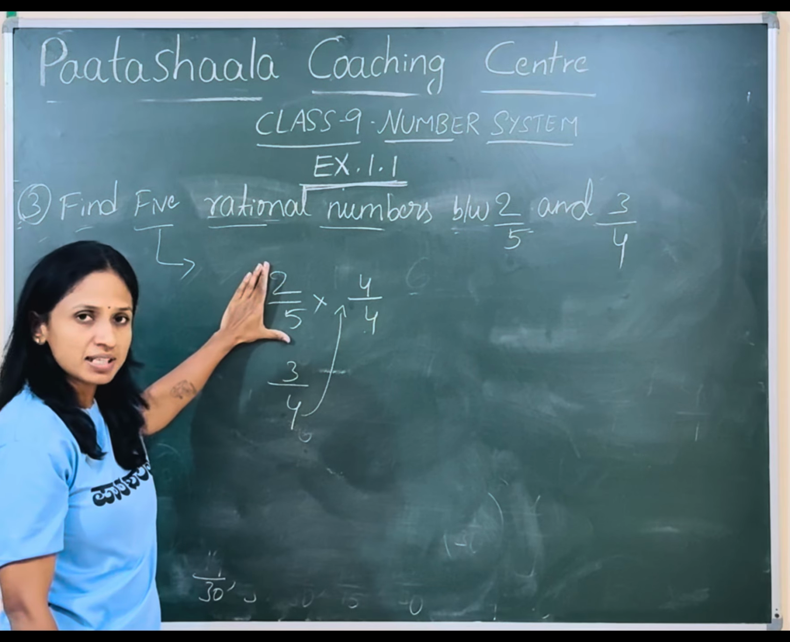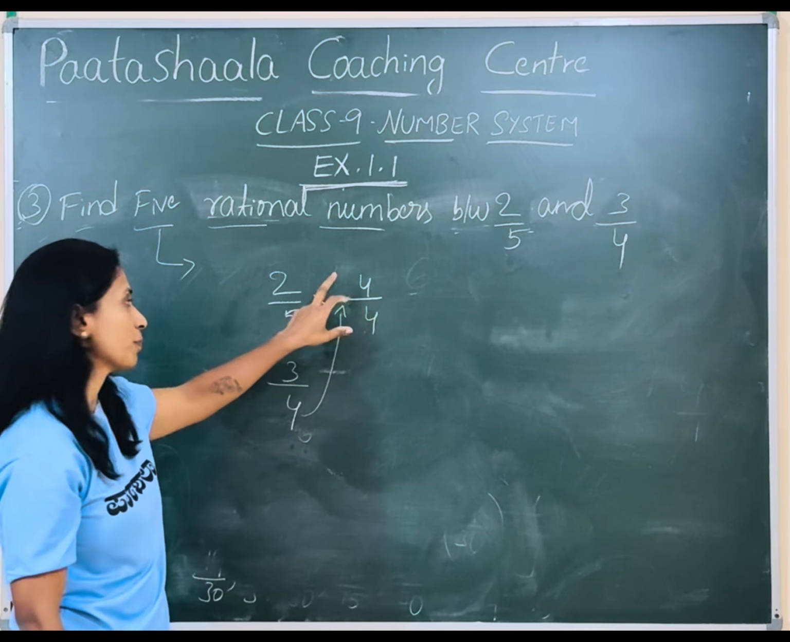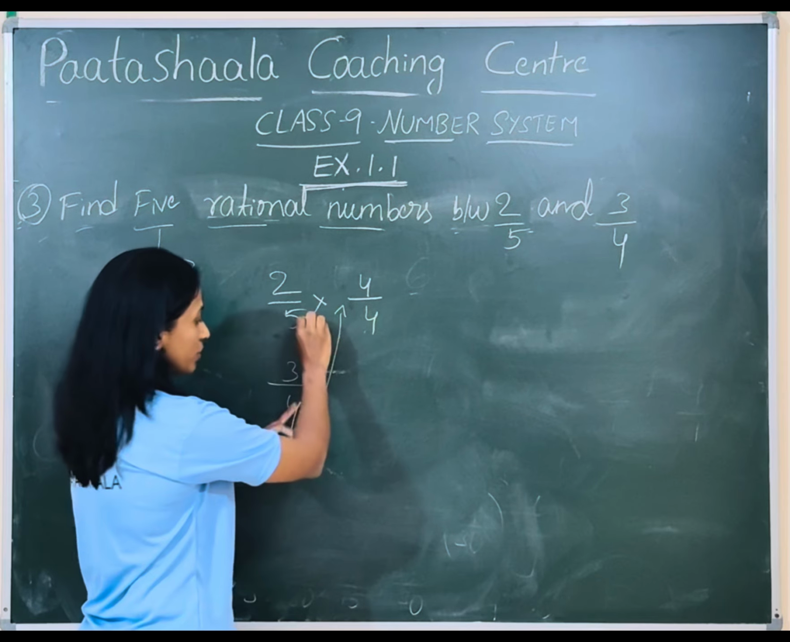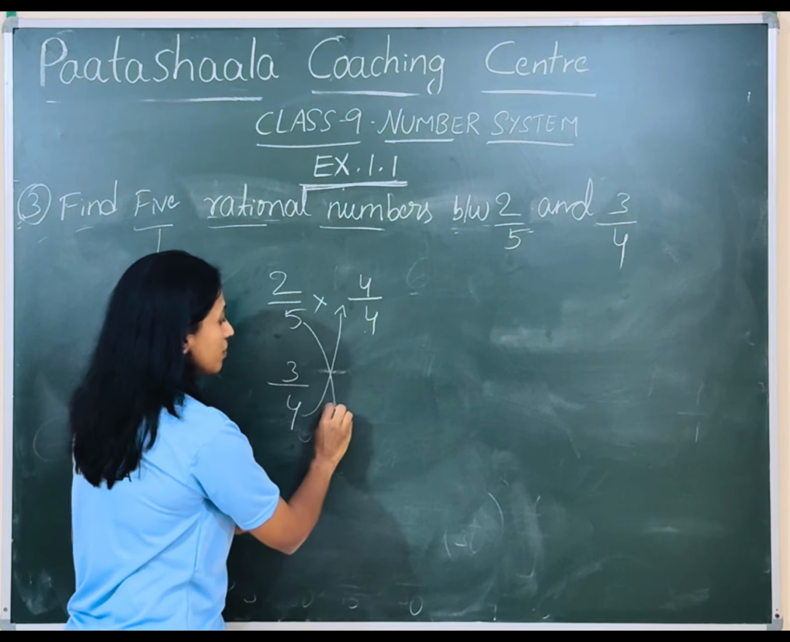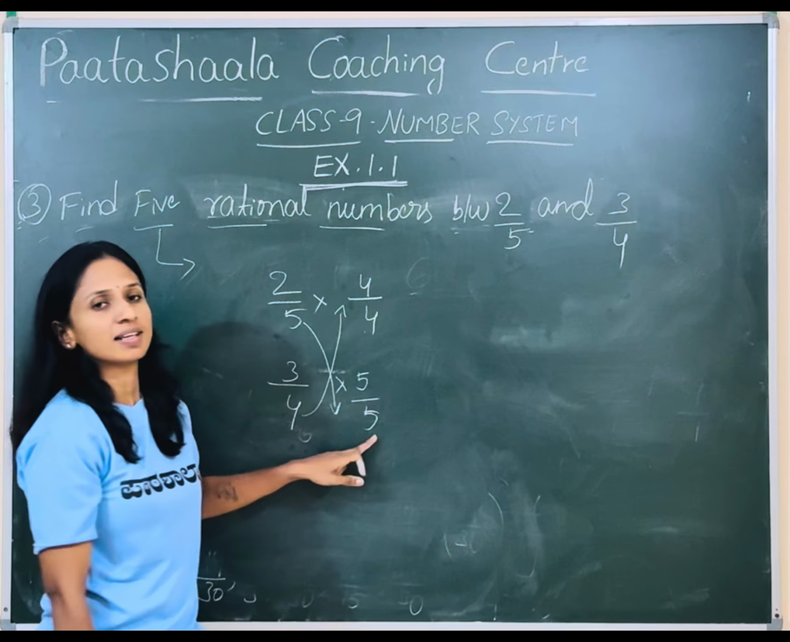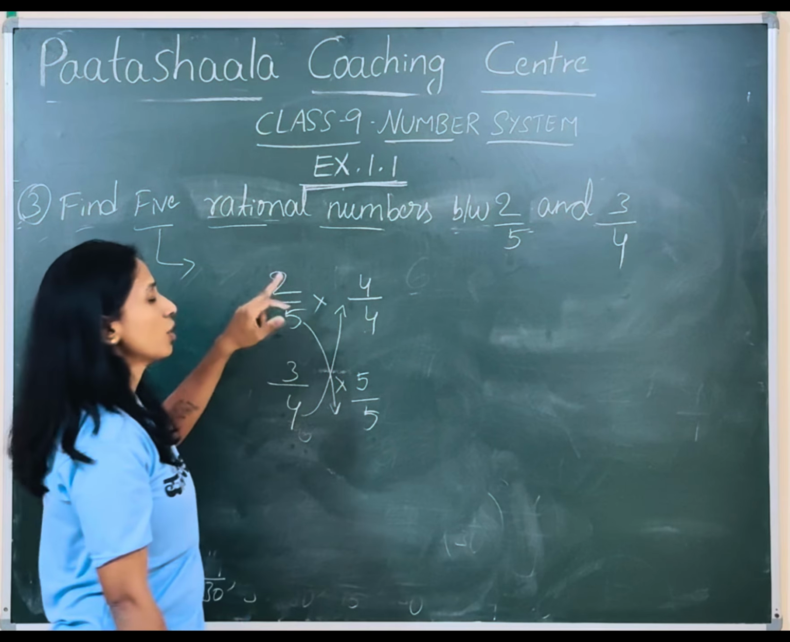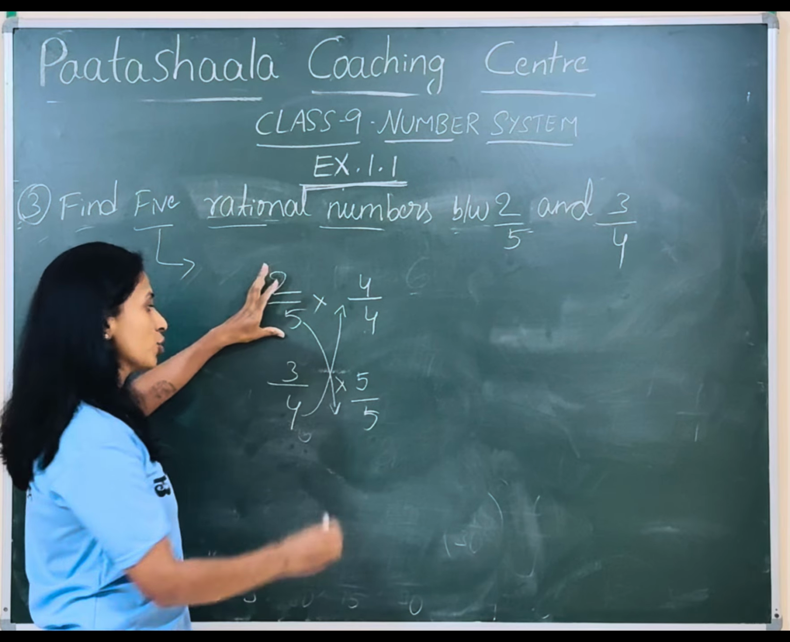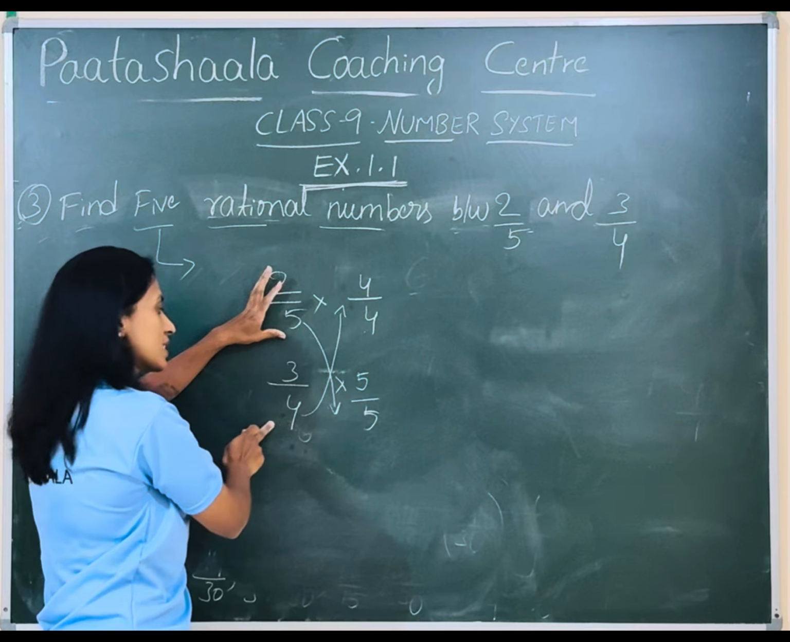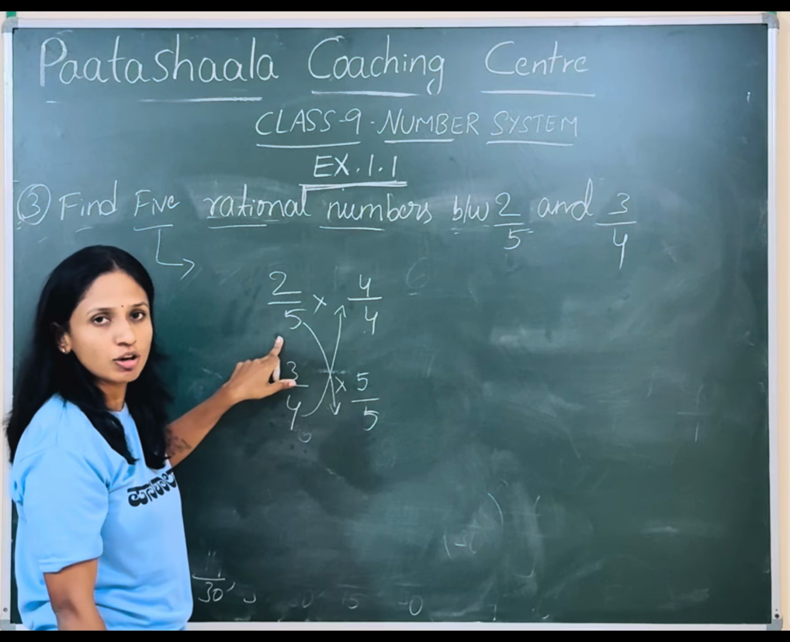So you have to take the first number as it is and take the second number's denominator, multiply and divide with the first number. In the same way, for the second number, take the first number's denominator, that is 5, multiply and divide 5 for the second number. So repeating once again, for the first number, you have to multiply and divide the second number's denominator. For the second number, you need to multiply and divide the first number's denominator.